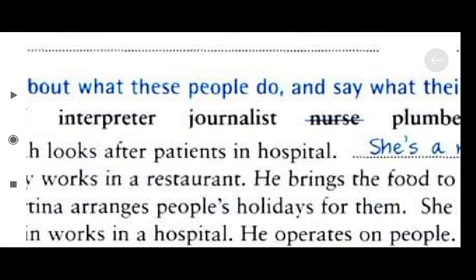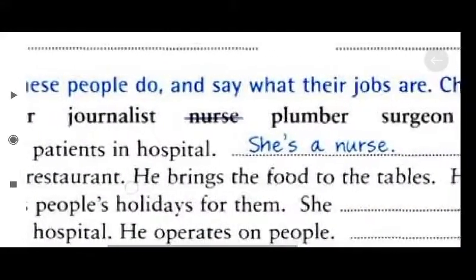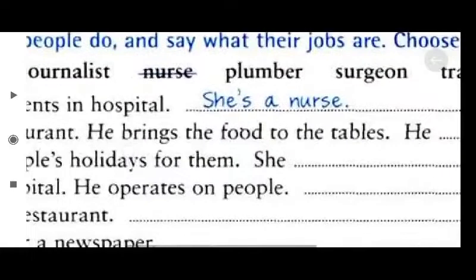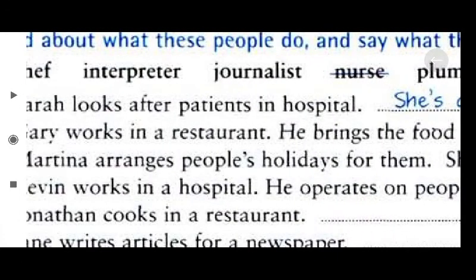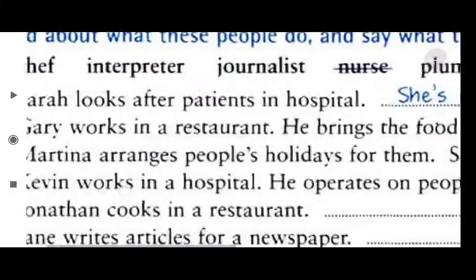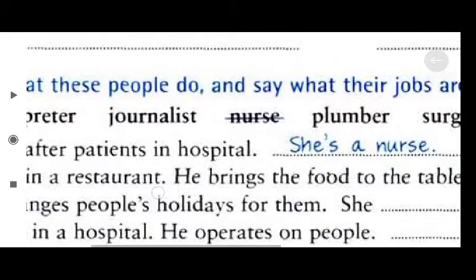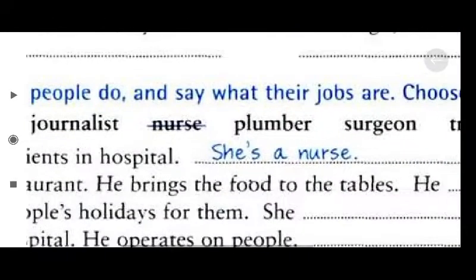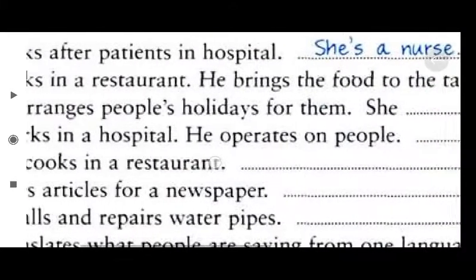Gary works in a restaurant. He brings the food to the tables. He is a waiter. Martina arranges people's holidays for them. She's a travel agent.